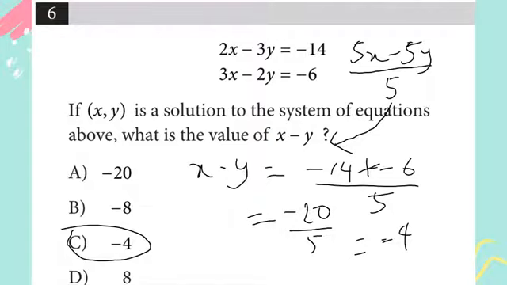So that when you want to write your SAT exam, it is important that you know all these strategies.